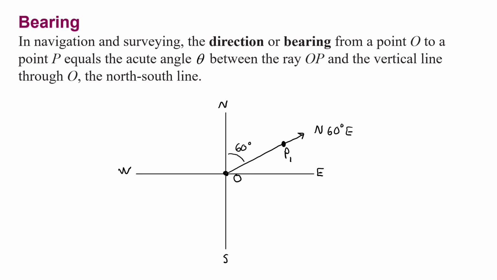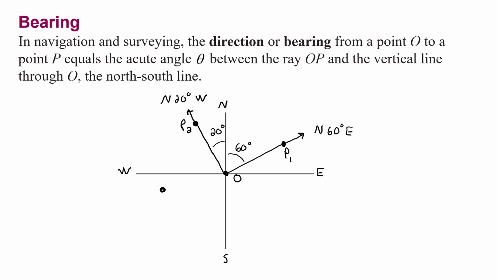The second illustration involves ray OP2, where the point P2 lies in quadrant 2. This ray is denoted as having an acute angle of 20 degrees between it and the north line. So its bearing from O to P2 is denoted as N 20 degrees W. And again, we read this as north 20 degrees west, and this indicates the bearing from O to P2 is an acute angle of 20 degrees west of north.